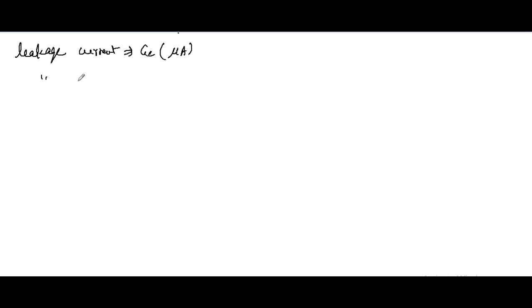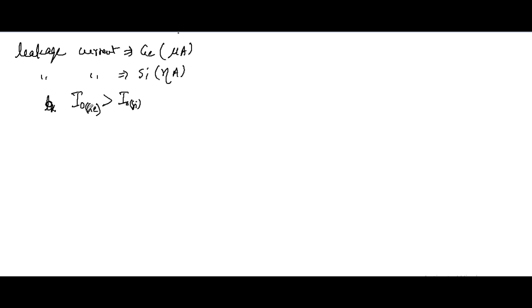For silicon semiconductor, the leakage current is defined in terms of nanoamps. Nano is 10 to the power of -9 and micro is 10 to the power of -6. So leakage current is more in germanium compared to silicon. So I naught of germanium is more compared to I naught of silicon. Okay, this is one of the reasons, right?